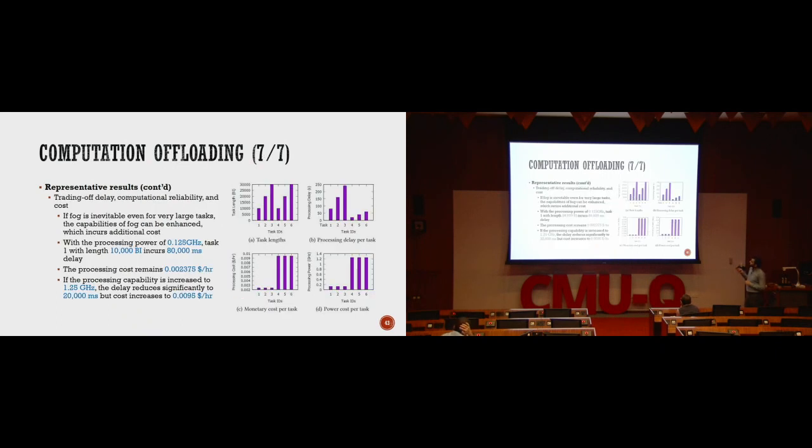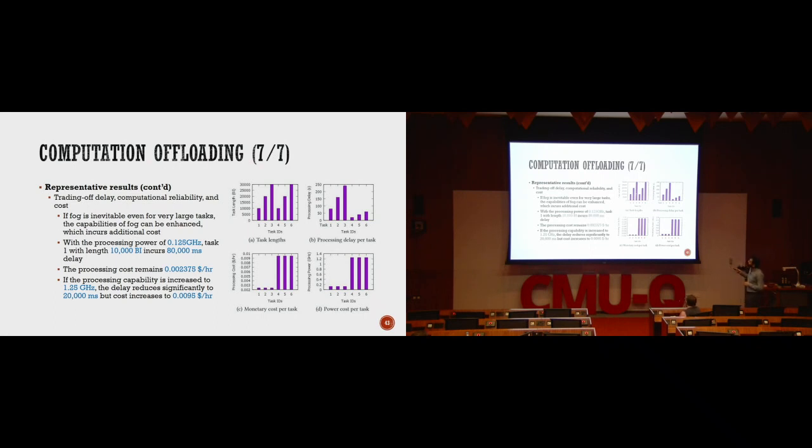Please have a look at these three first bars, the purple ones. They represent the task length again. So if you have processing capability in your fog of 0.125 gigahertz and the task length is 10,000 billions of instructions, the delay incurred is 80,000 milliseconds, and the processing cost is $0.002375 per hour. If you increase the capacity of your fog from 0.125 gigahertz to 1.25 gigahertz, then the delay comes down to 20,000 milliseconds from 80,000 milliseconds. But the cost increases to $0.0095 per hour.